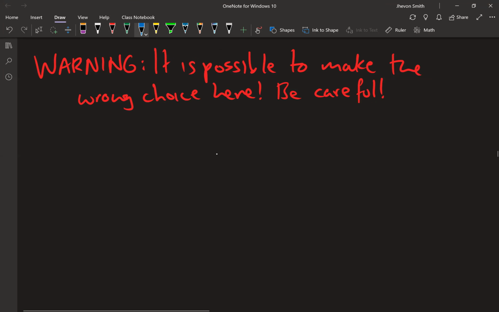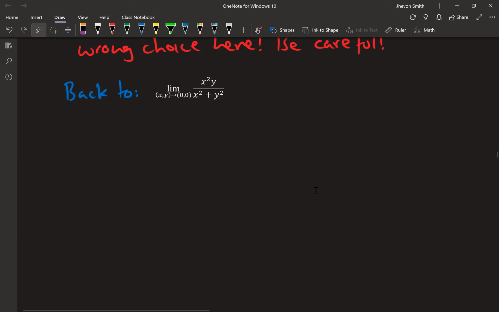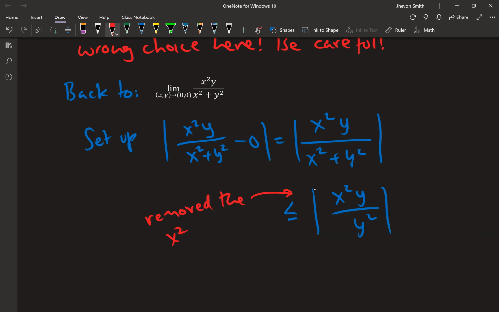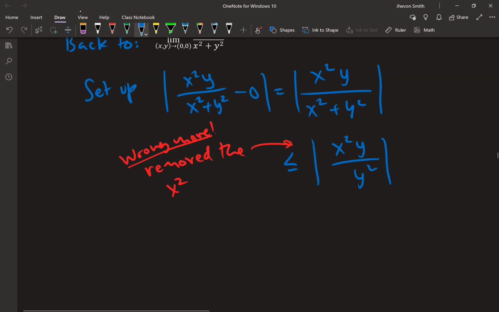So for example, if you go back to this guy, notice that if here we try to set up, what if we had taken away the x squared instead? So in this case, remove the x squared. Now, it does cause you to get a larger fraction, but it's the wrong move. Why would it have been wrong to get rid of the x squared as opposed to the y squared? Well, this guy, you should notice, would now look like x squared over y. And now you end up with a division by 0 scenario that you'd have to deal with.